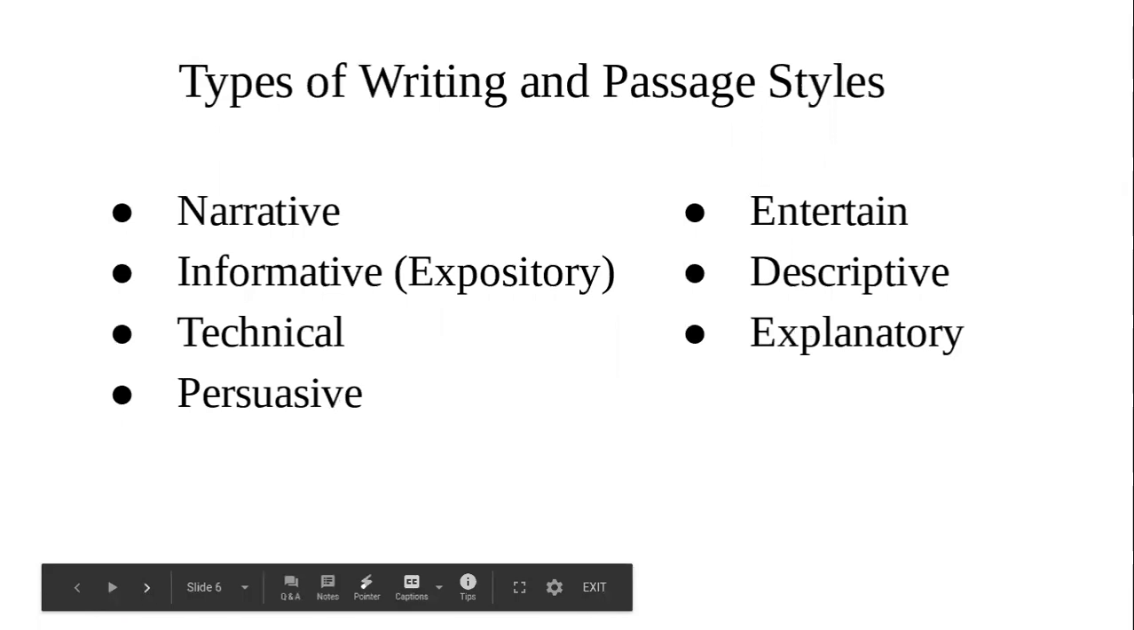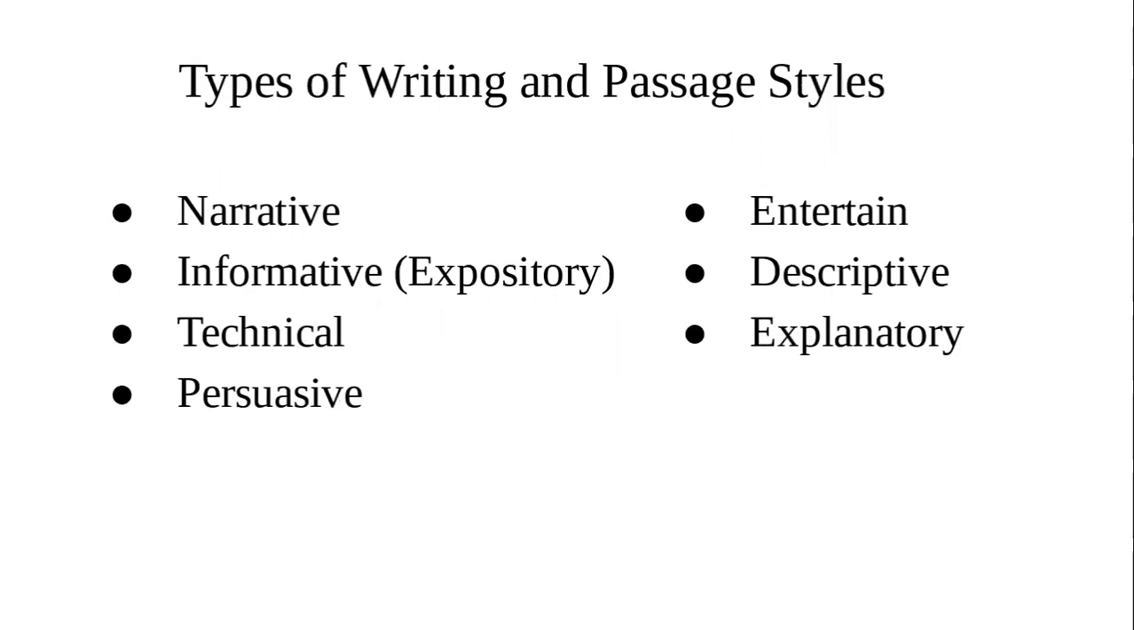Next are the types of writing and passage styles you'll see. So narrative writing typically will tell a story and it's given from a point of view. Some examples are novels, short stories, and even plays. Next is informative or expository, and it's just as it sounds. It informs people. You want to think of newspapers or news articles. Next is technical writing, and it explains something. Your best example would be instructions or product manuals.